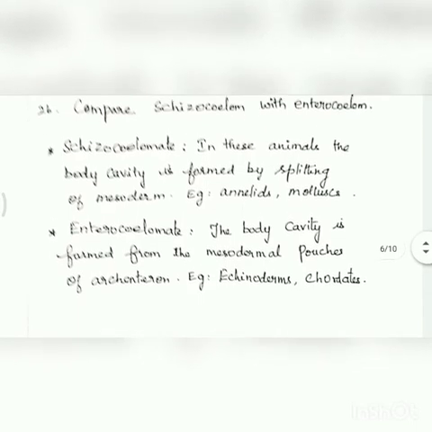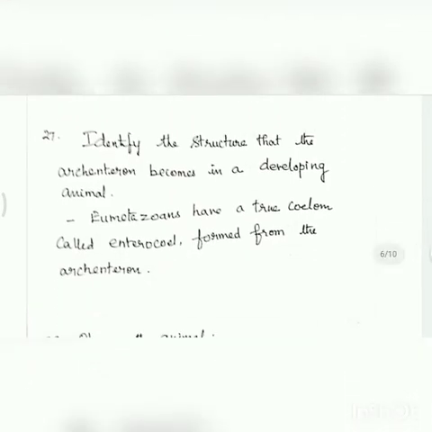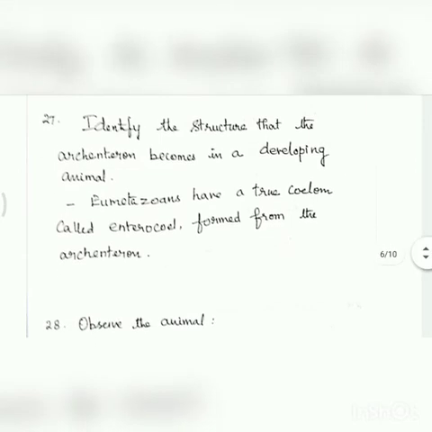27. Identify the structure that the archenteron becomes in a developing animal. Eumetazoans have a true coelom. They are called enterocoel, which is formed from the archenteron. So this enterocoel is formed from archenteron.